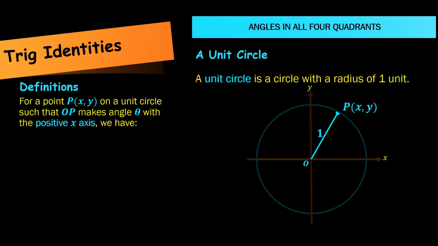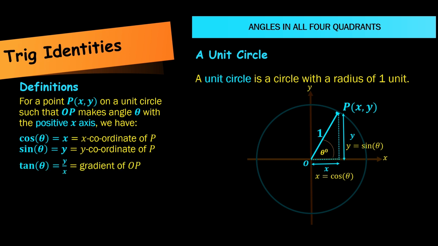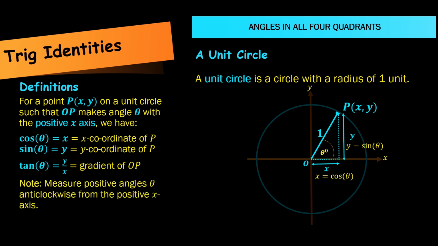For a point P on the unit circle such that OP makes an angle theta with a positive x-axis, we have that cos theta equals x, the x-coordinate of P, and sine theta equals y, the y-coordinate of P. We also have that tan theta equals y over x, the gradient of OP. Do note that we measure positive angles theta anti-clockwise from the positive x-axis.